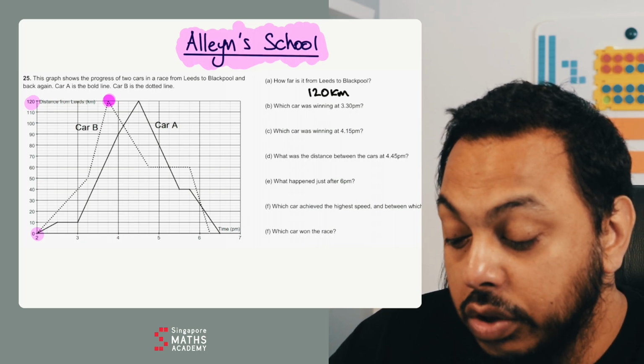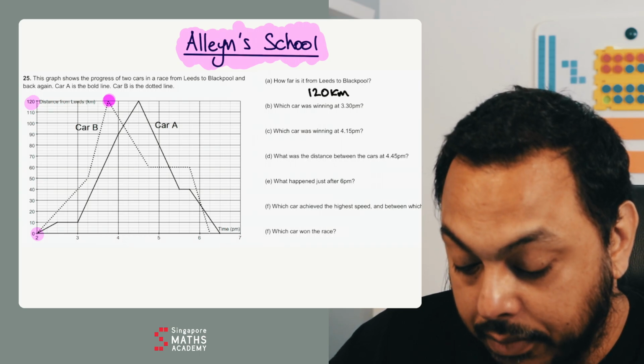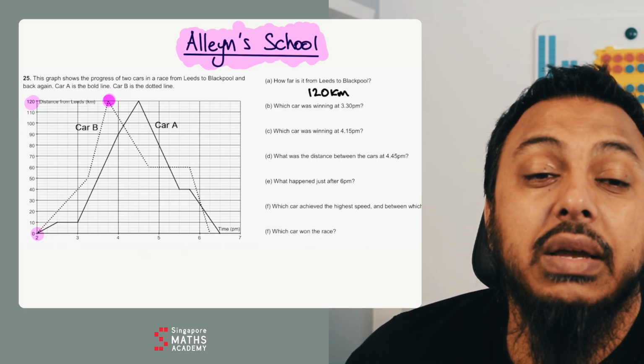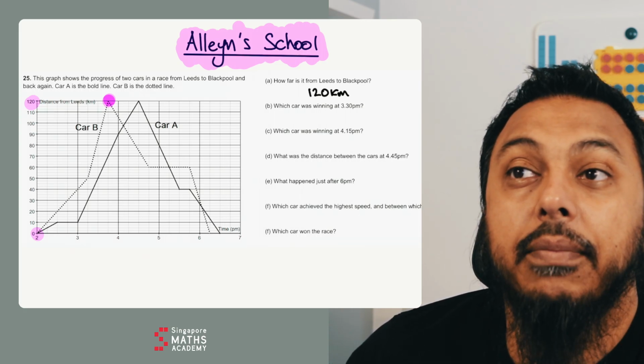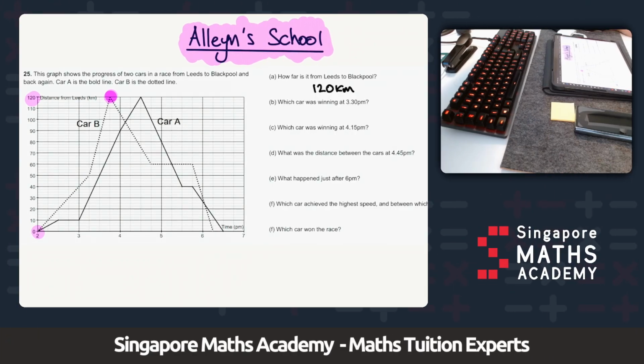Which car was winning at 3:30 p.m.? So 3:30 is right in between 3 and 4. And so what we're going to do is look at that. 3 and 4 is here. And so at 3:30, we can see that car A has got to 50 kilometers and car B has got all the way to about 85 kilometers. So car B must have been in the lead at 3:30.